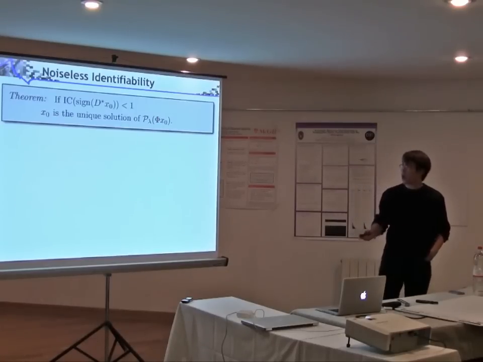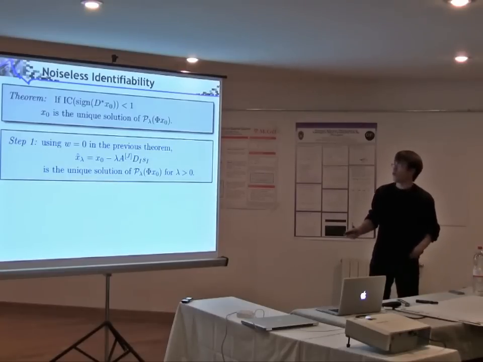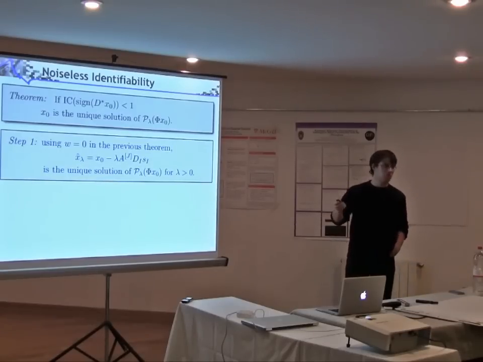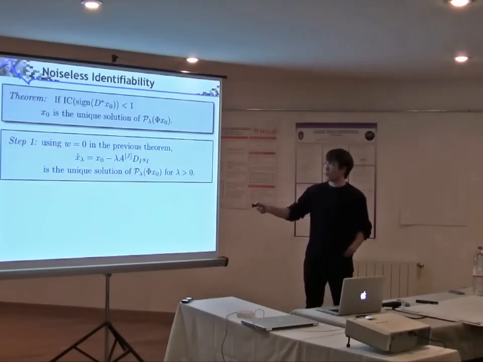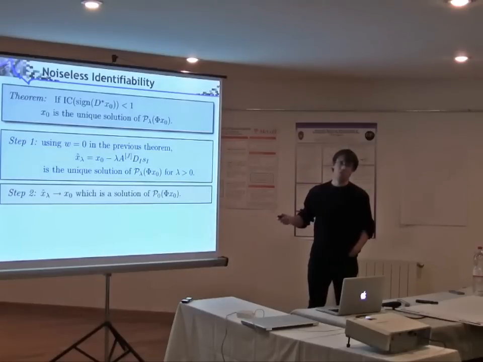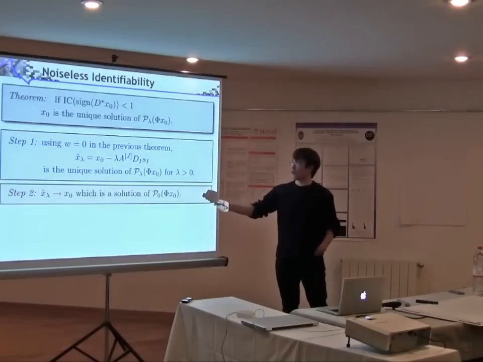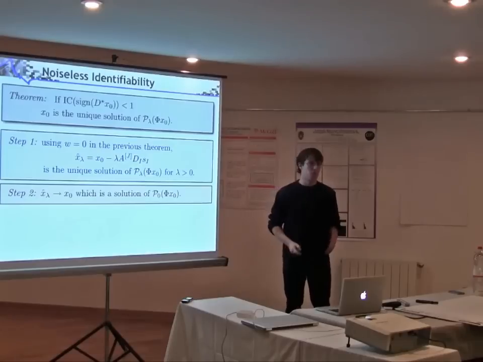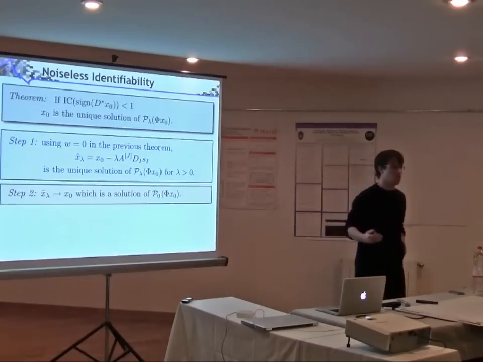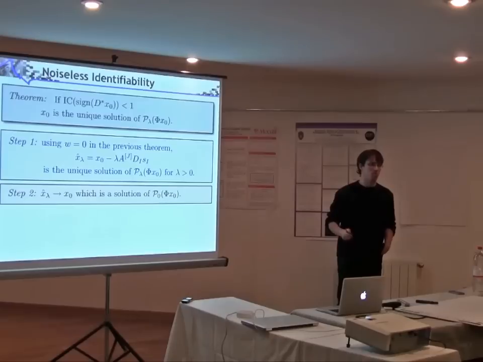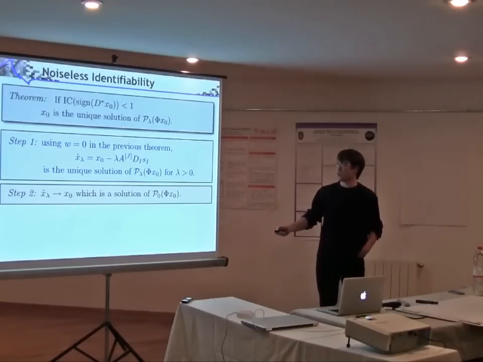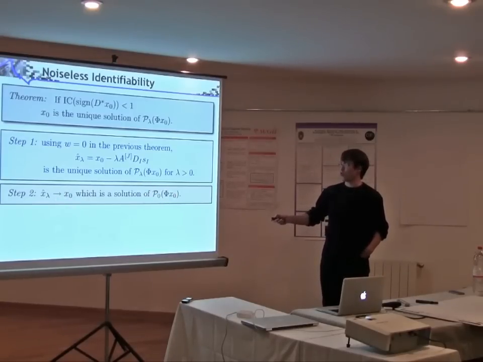Why? There are three steps. First of all, you take w equal to zero in the previous theorem. So you know that when lambda is small enough, you actually know the solution, and it's unique, by the way. Then when lambda tends to zero, this solution tends to x zero, because the bias vanishes, and you can prove that a family of solutions of the relaxed problem will converge to a solution of the non-relaxed problem. This is quite easy. So this gives you that x0 is the solution of the noiseless problem.